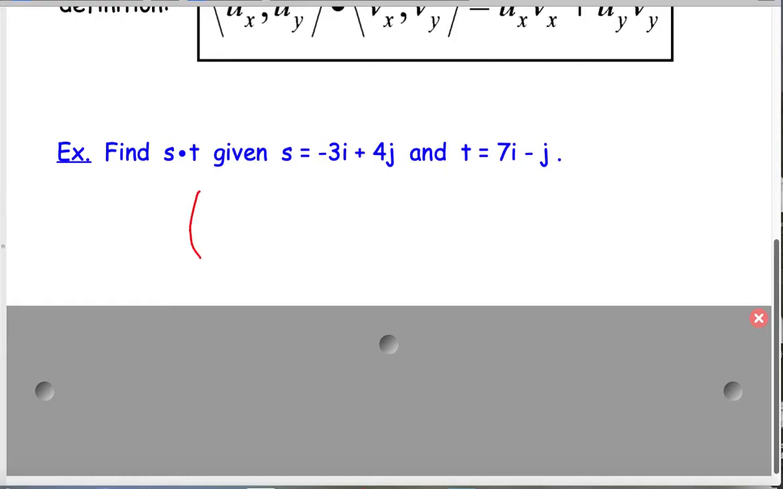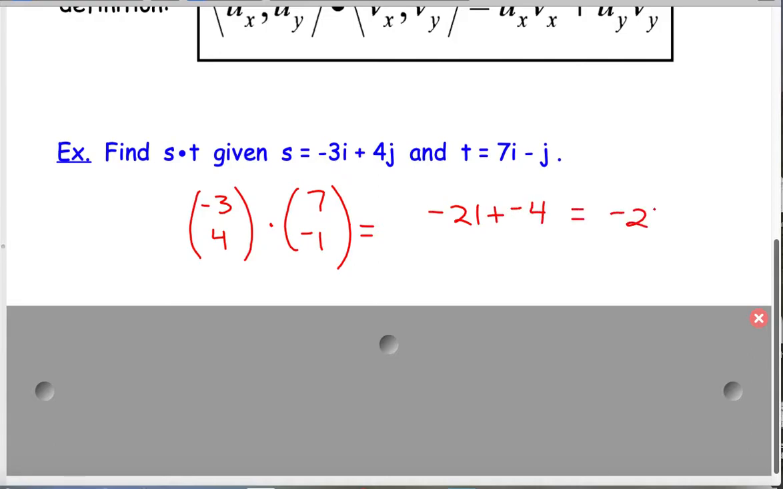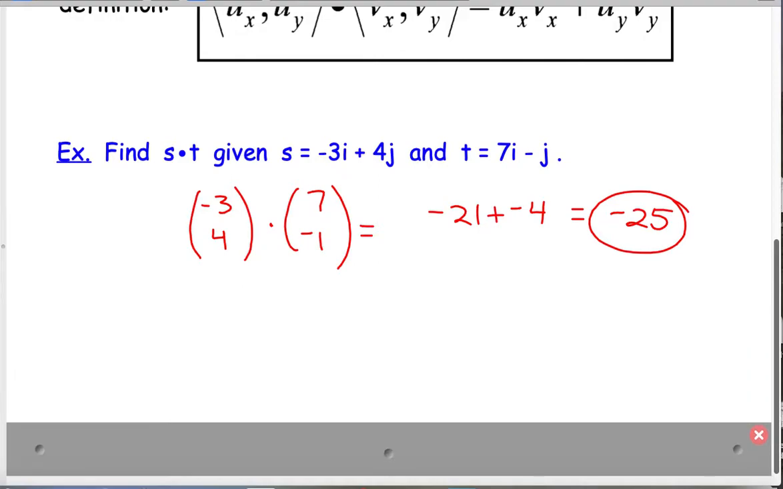So another way we could think of it is we could write our vectors this way. So in any case, we're going to multiply the x components. We're going to get negative 21. And then we're going to multiply the y components to get negative 4 and add those together and get negative 25. And so that's the dot product of those two vectors.